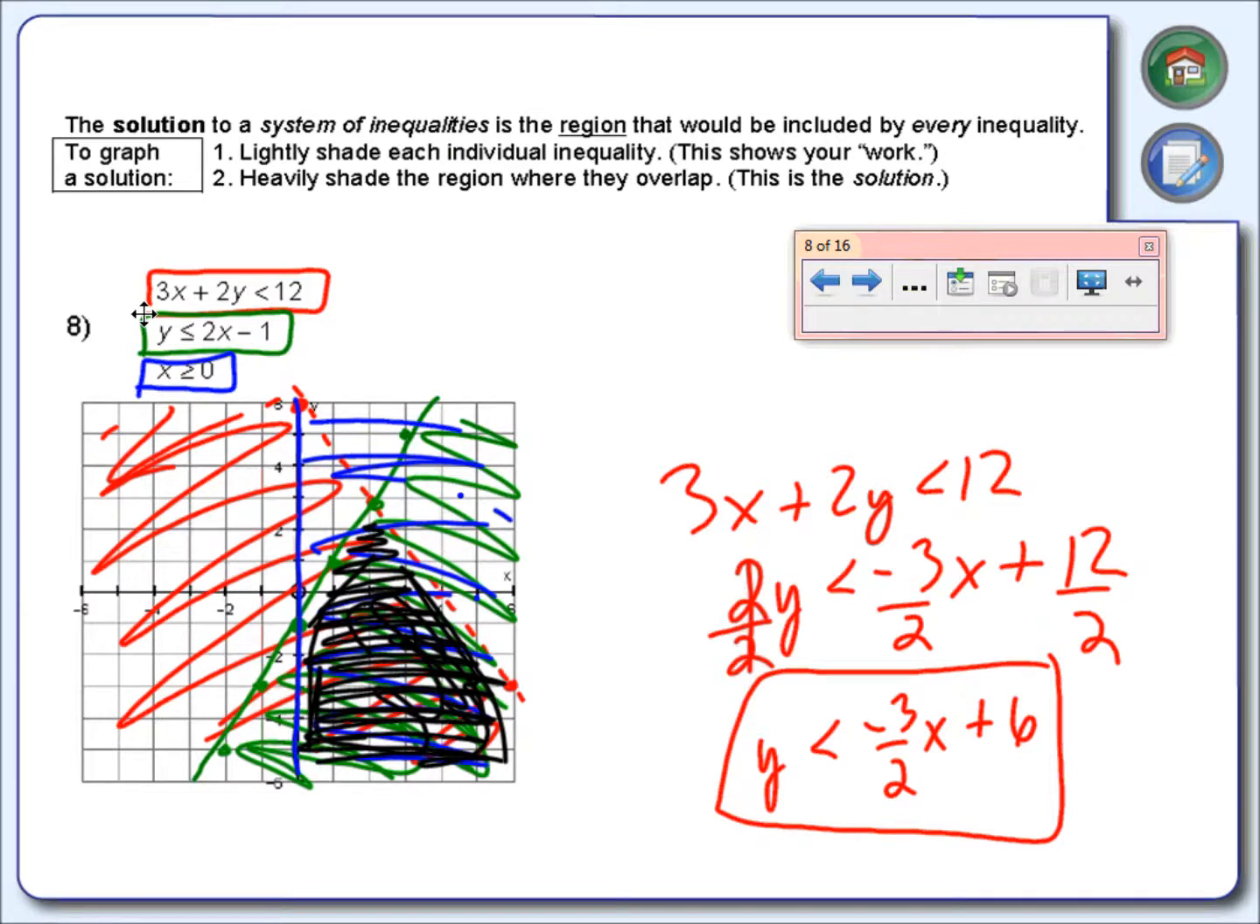All right, so that takes care of number 8. Three inequalities all in one graph.